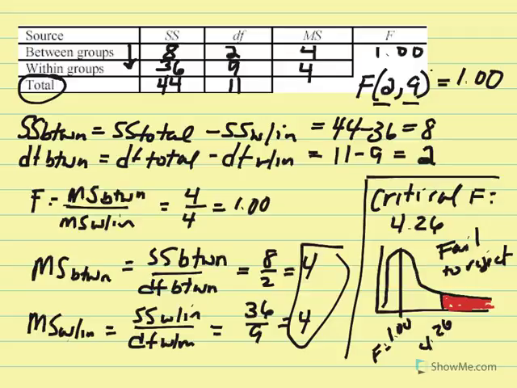And even though that's the case, we're still going to calculate eta squared, which is a percentage of variation attributed to the treatment. And we should expect this value to be relatively small because of the fact that we are failing to reject the null, that we don't see any treatment effect.